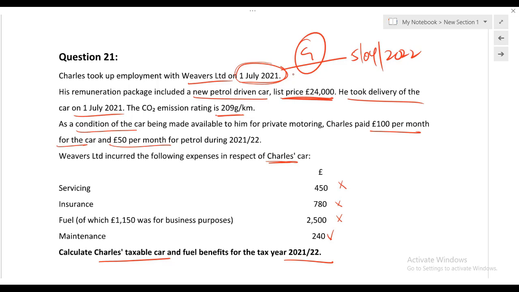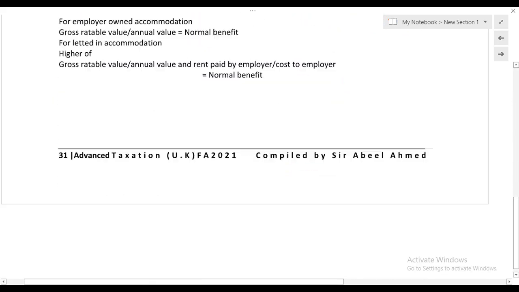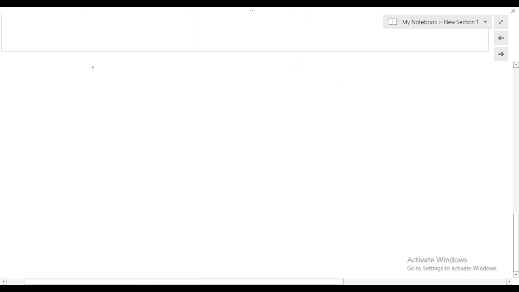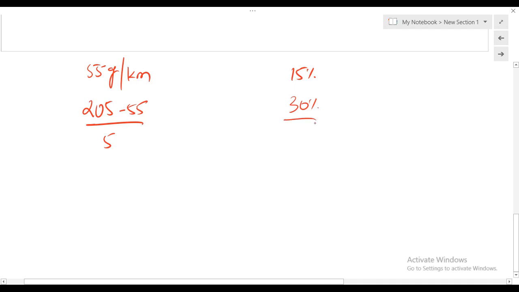It is a petrol car, 209 grams per kilometer. So look at this. For 55 grams per kilometer, we have 15%. Now 209, you have to round down to the nearest 5. So 205 minus 55 divided by 5, I'm getting 30%. It comes to 45%. But I cannot use 45. Instead of 45, I'll stick to 37%.